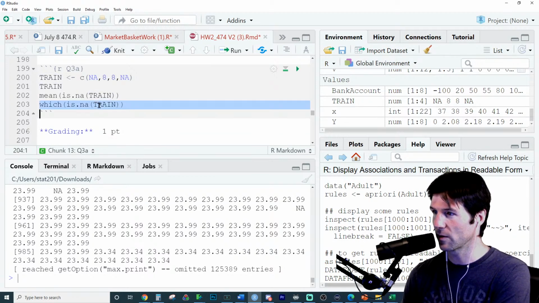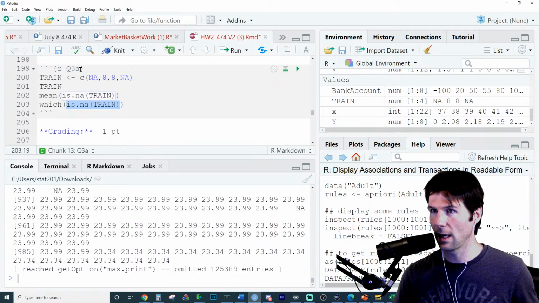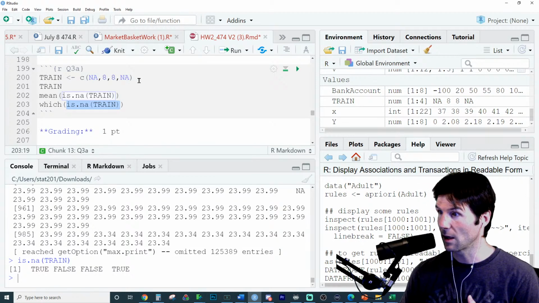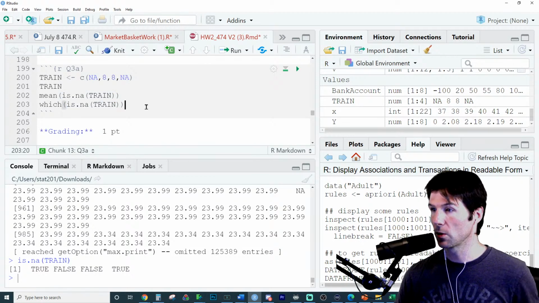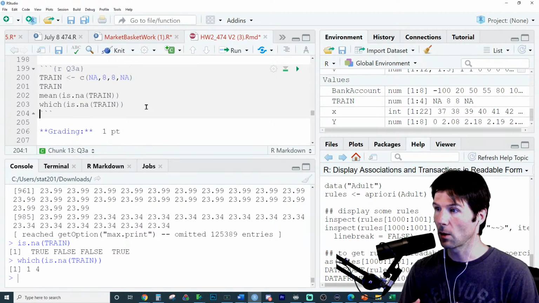Great question, Leah. Thank you so much for the question. What we have down here is NA, which is a logical check to see if things are NA in this train vector we created. And then we see that this is NA, true, false, false, true, because that's where the NAs are at. And then we ask which, which turns the trues and falses into the positions of the trues. So now we get 1 and 4.